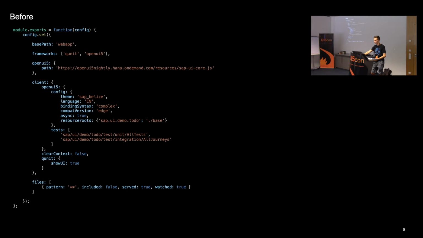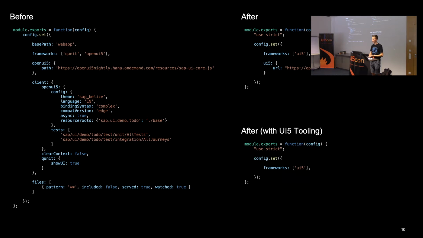And with the new plugin, it's just as easy as registering the framework and configuring the URL where to load UI5 from. And if you're using the tooling, then you can also get rid of this URL, and it's just one line of additional configuration. For sure, you will have additional configuration for the Karma runner in general, like the browser, reportings, things like that. But just for the plugin, it's just this line.